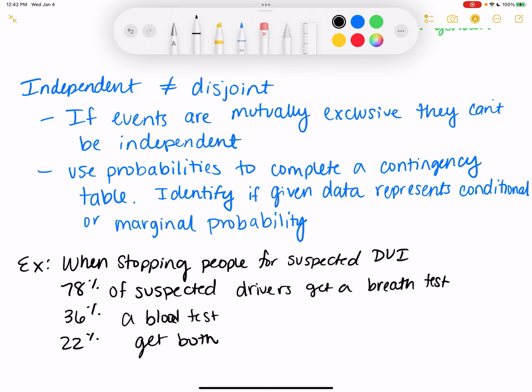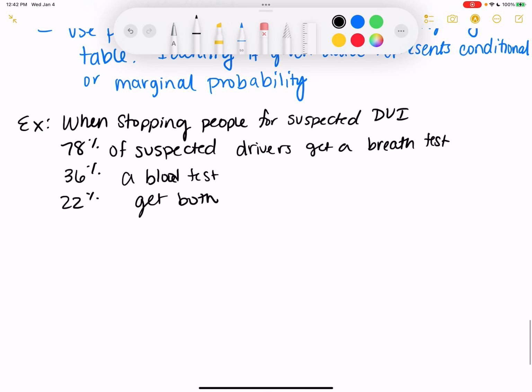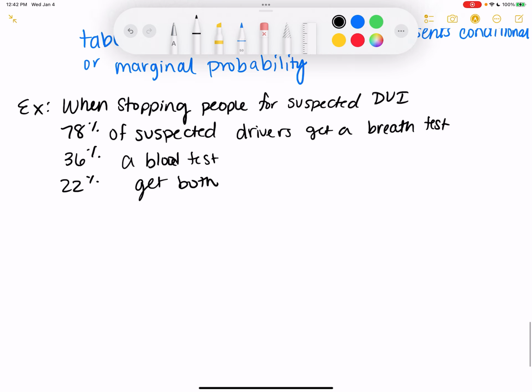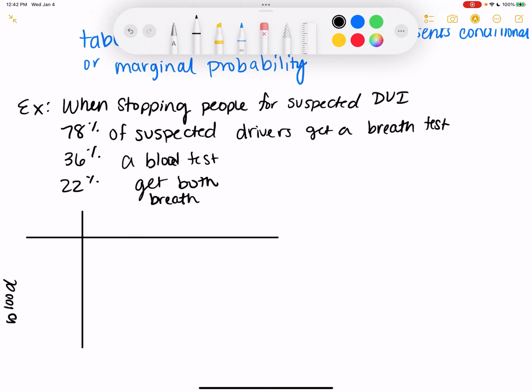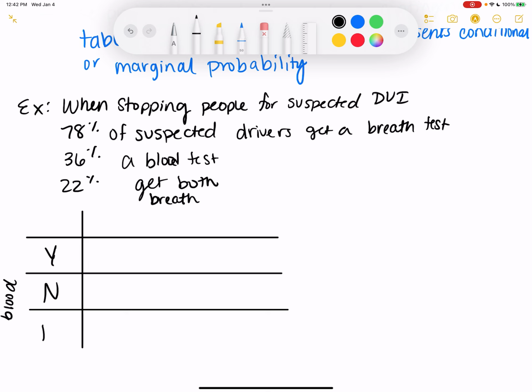And so I'm going to draw a table and fill in the stuff that was just given to you here, and then we'll have to fill in the rest. So we have breath test at the top, and blood test on the side. And then we're going to have whether they received it, so yes or no, and then the totals for each thing.